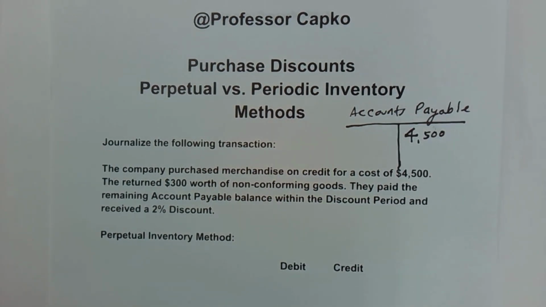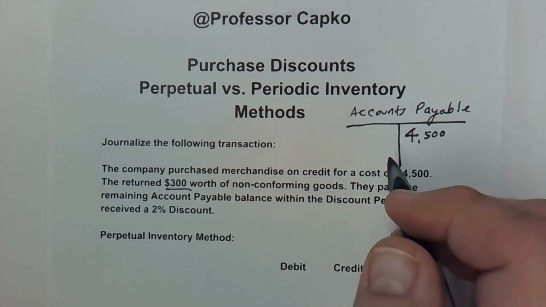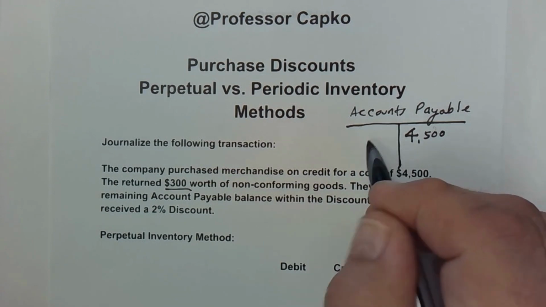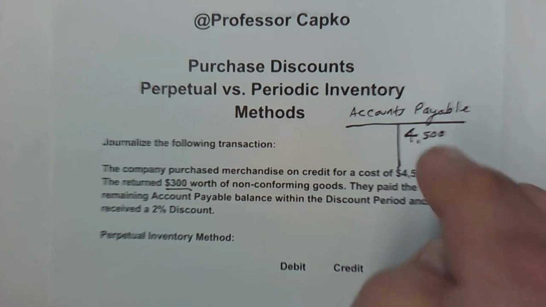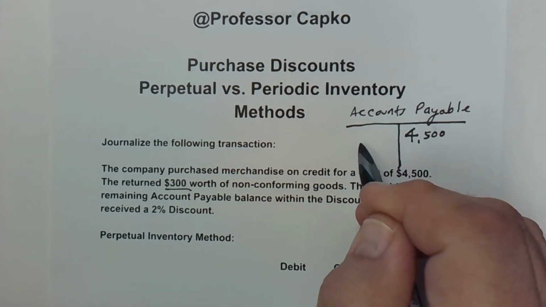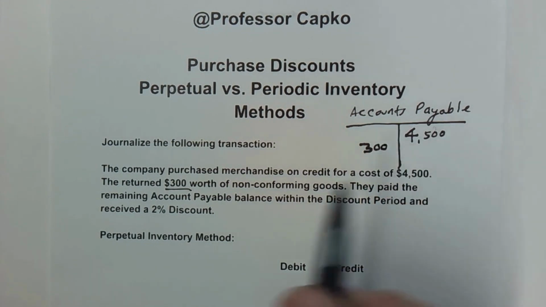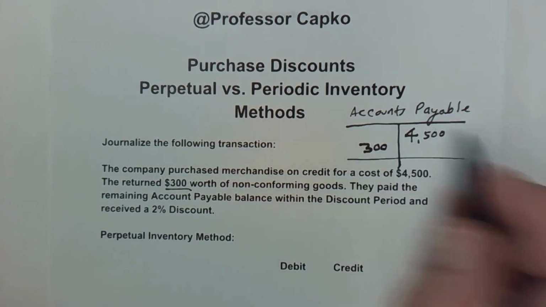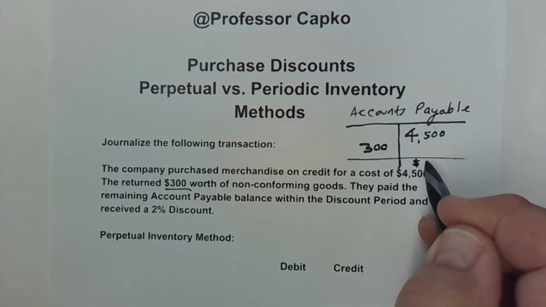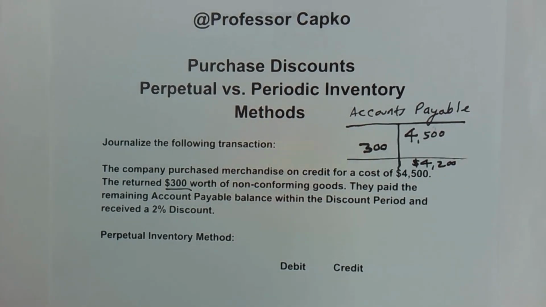They then returned $300 worth of non-conforming goods, and they received an allowance for that. So in a prior video, we showed where that was, and that video is linked up here, where we debited accounts payable for that $300 allowance. So that means we have a balance now as of this transaction of $4,200, and that's a credit balance for accounts payable.